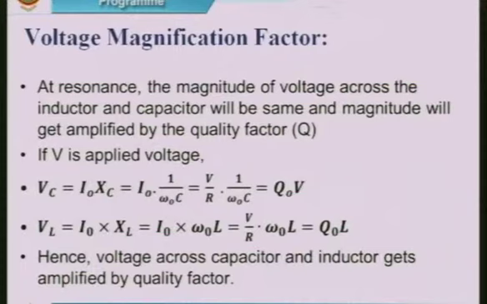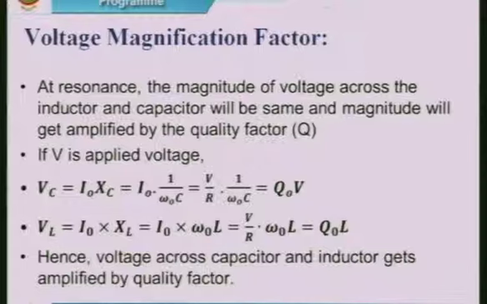Even in these equations, Vc is taken as I naught into Xc, where Xc is 1 by omega naught C. I naught is V by R at resonance. If I substitute these two, I'll get the voltage Vc across the capacitor at resonance. This is a very important equation, because at resonance, Vc equal to Q naught into V. V is the applied voltage, Q naught is the magnification factor. In general, the magnification factor will be very high, so the applied voltage will be magnified by the quality factor times.